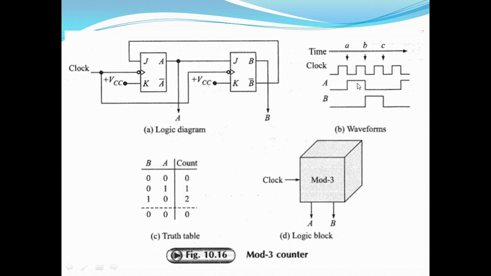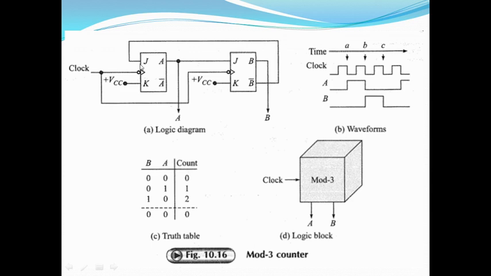Now prior to the instant of time B, what will happen? A is already 1, so output of A is 1, so J input of the second flip-flop is 1. K is already 1, so this flip-flop is conditioned for the toggling mode. What about the A flip-flop? Still B is 0 prior to time B, so B bar is going to be 1. So J is equal to 1, K is equal to 1, so A can also be toggled.